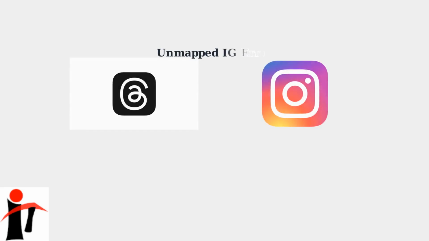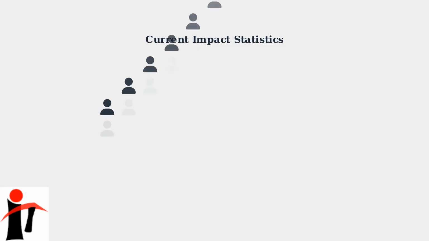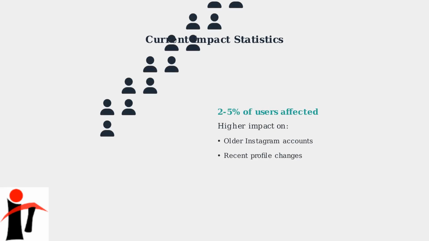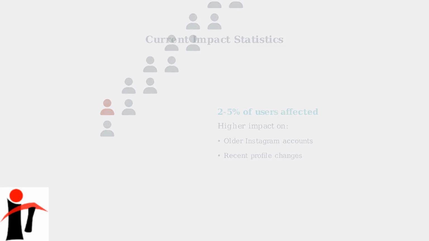The unmapped IG error is one of the most frustrating issues Threads users encounter. This authentication problem prevents users from successfully logging into Instagram Threads by failing to properly link their Instagram account with their Threads profile. As of August 2025, this error remains prevalent across the platform. Current data shows that approximately 2 to 5% of Threads users experience this issue, with older Instagram accounts and users who have made recent profile changes being particularly affected.